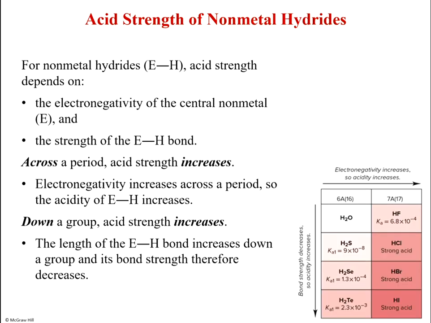So here are the trends we see for group 16 and group 17 for the second, third, fourth, and fifth rows of the periodic table. We can see that as we go from group 16 to group 17, the acidity increases. And when we go from the second row down to the sixth row, we see that the acidity increases as well.